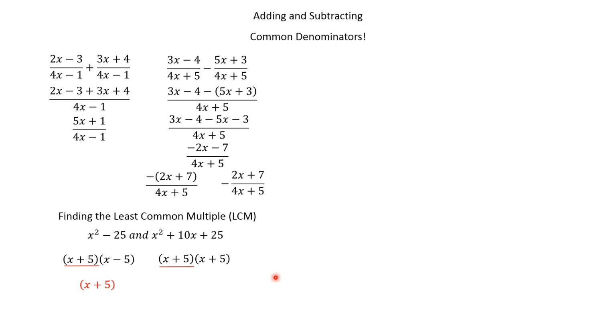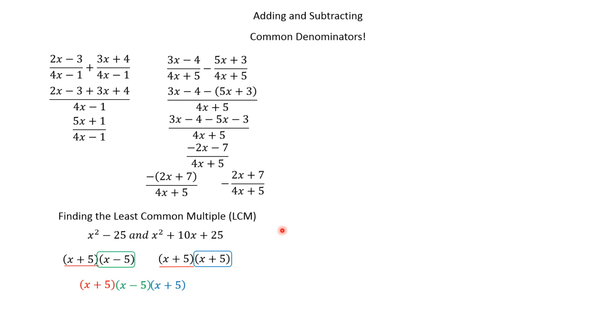And then, once we have everything they have in common, we need everything else. So we have the x plus 5 already. We need an x minus 5. So we get an x minus 5. Over here, we have this x plus 5. We need another x plus 5. So we get that down there. So x plus 5 times x minus 5 times x plus 5 is the least common multiple between these guys. If these two things were denominators, this would be the least common denominator.